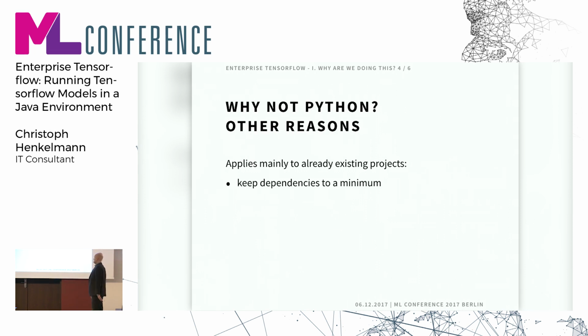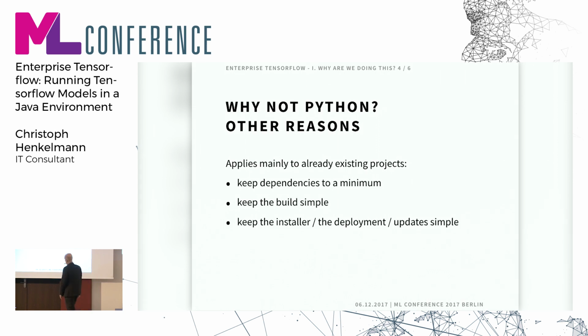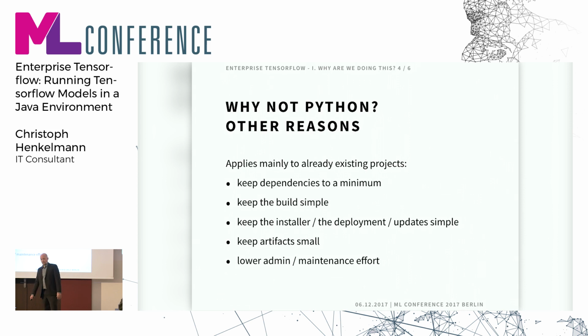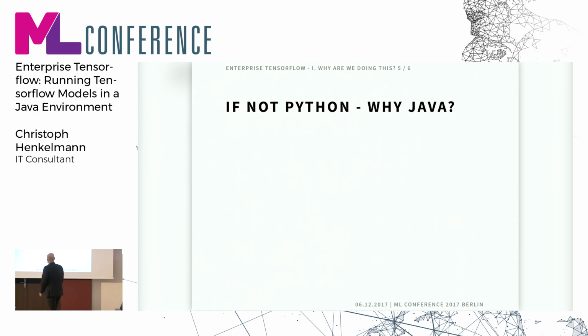Other reasons might be, mainly for existing projects, you want to keep dependencies to a minimum. You don't want to include a complete Python runtime if you already have another runtime. You have to keep the build simple. Cross-language builds are always very complicated. Keep the installer, the deployment, and the update simple. The more stuff you add to your installer, the more complicated it gets. If you have a desktop application that's written in, say, C# and you add a Python environment, that makes it really fun to write that installer and updater. You want to keep the artifact small; including a completely different language with runtime is a lot. And of course, lower admin maintenance effort. If you have a server system, you have to keep two ecosystems up to date. That's more work for your administrator than just keeping one. And maybe you don't like Python. That's also a reason.